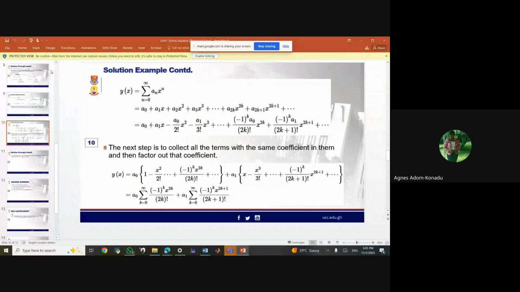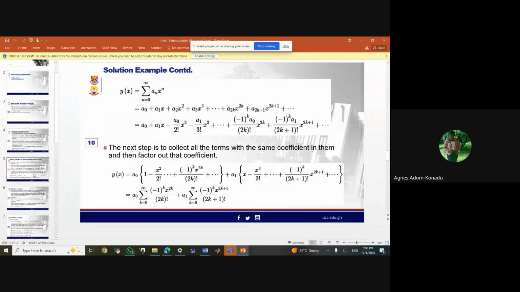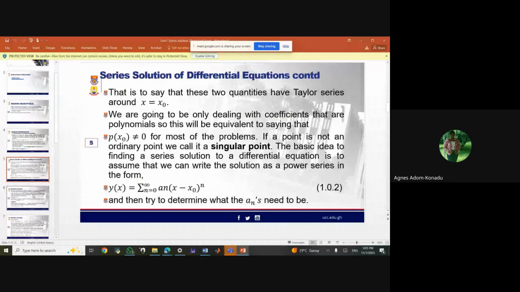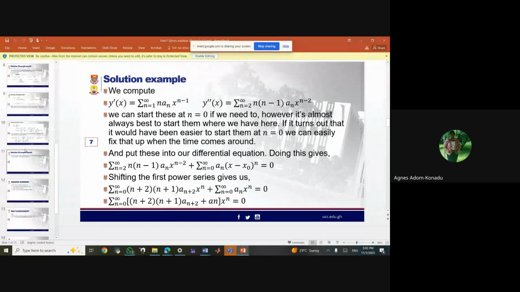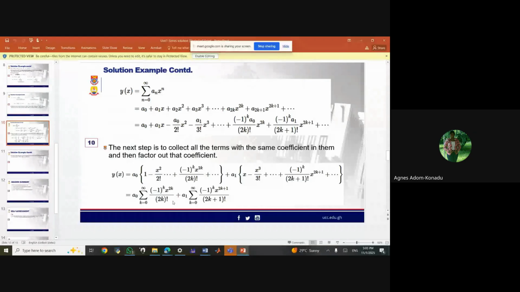And this is the solution to the differential equation up there. We call this solution the power series solution. So this is the power series solution to this differential equation.